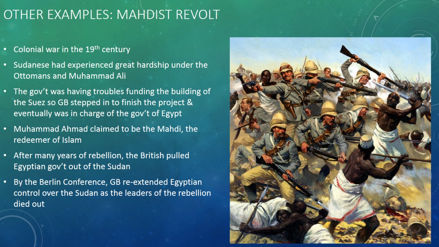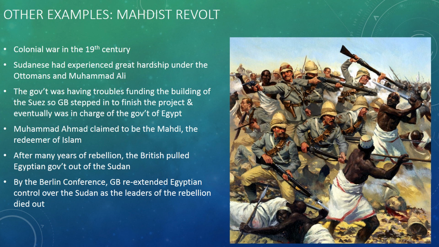Another example that's on the smaller scale is the Mahdist Revolt. This is a colonial war happening in the 19th century in the Sudan. They had experienced lots of hardship from people like Muhammad Ali and the Ottomans, and the government can't really find enough support and funding to undertake the building of the Suez Canal. So Great Britain is going to step in and put themselves in charge of that, so to speak.